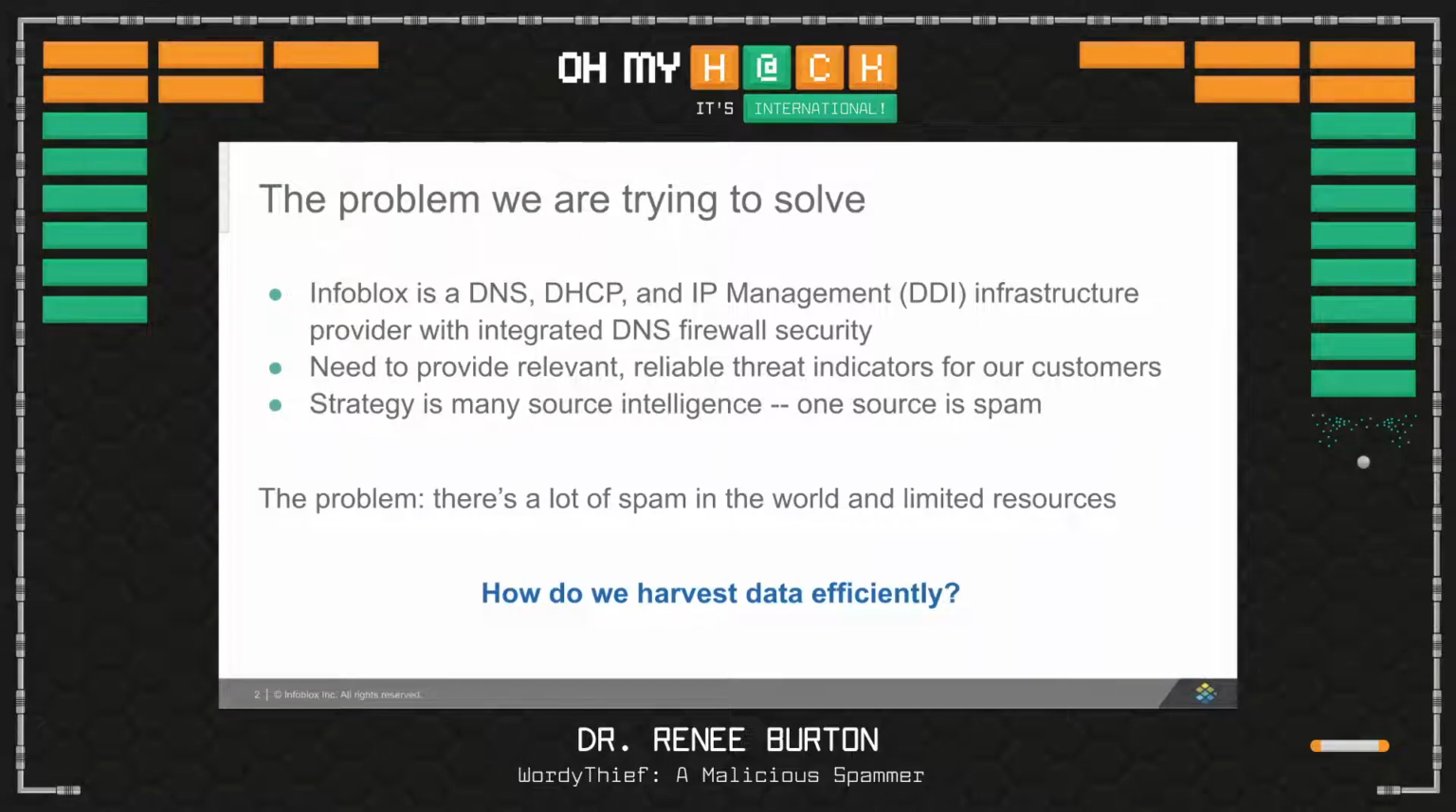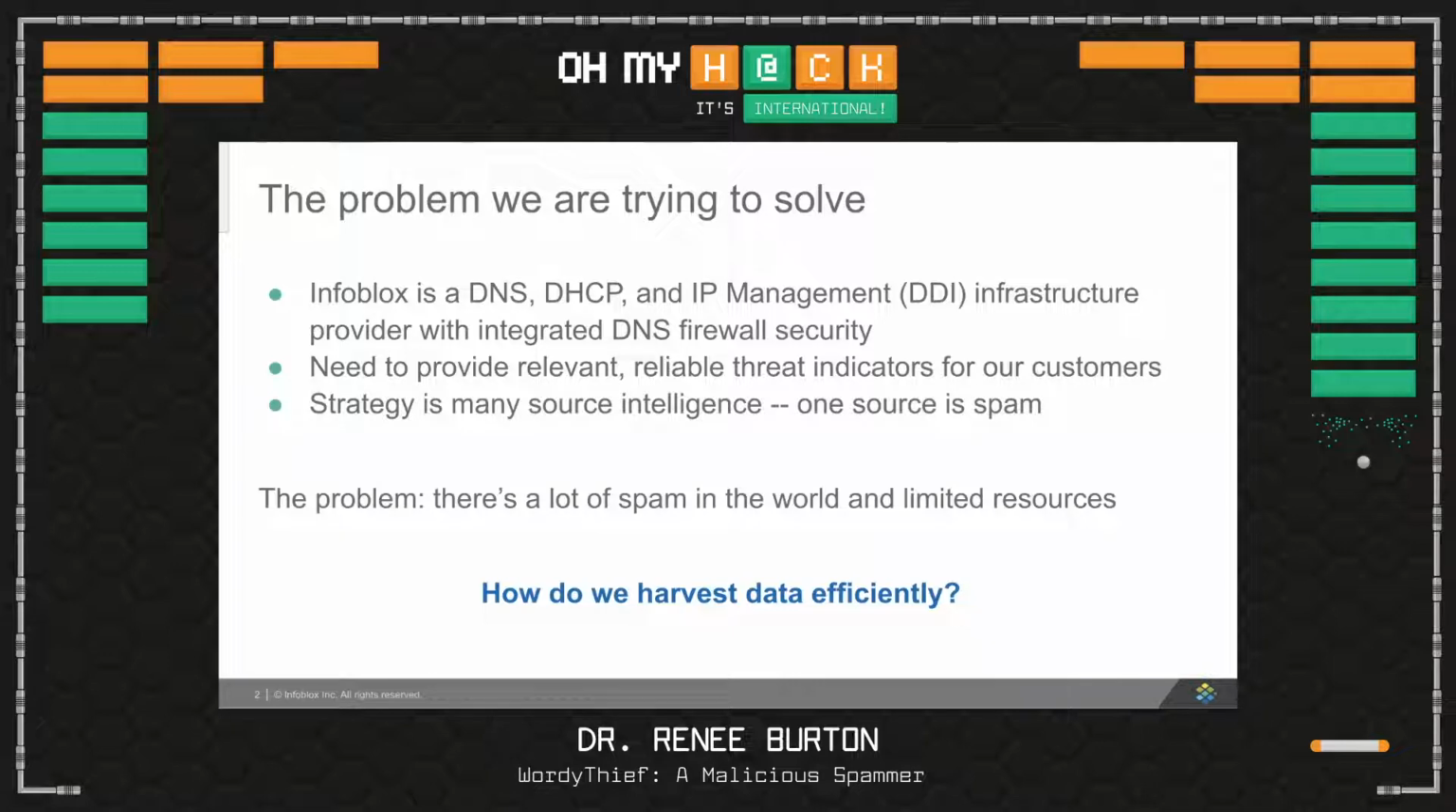Our strategy for being able to make this as relevant as possible is to be many source. In other words, we're using a wide range of sources in order to aggregate and create intelligence and these block lists that we think are most likely to impact our customers across the globe.